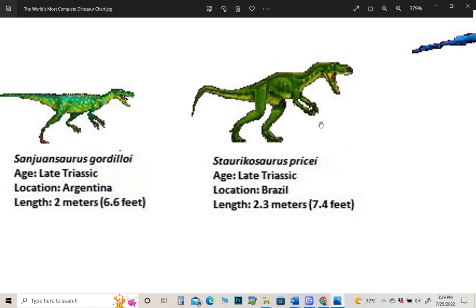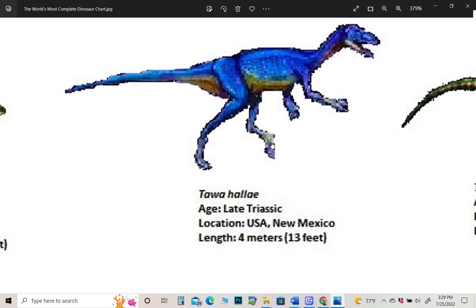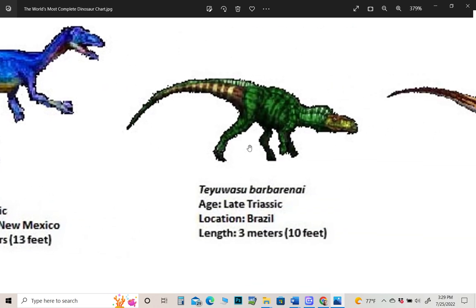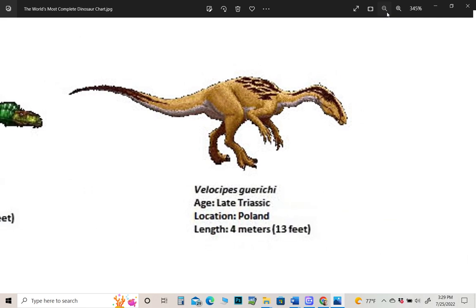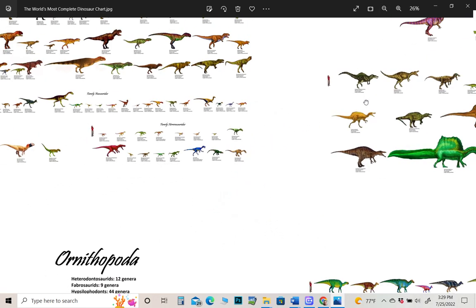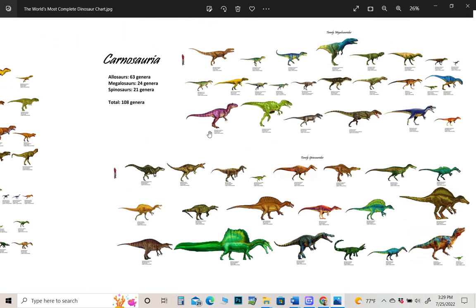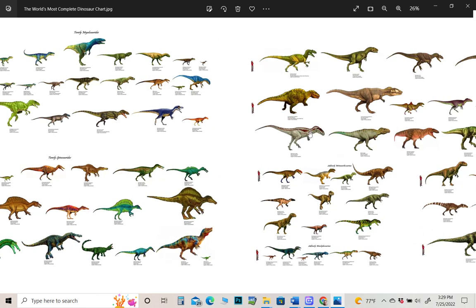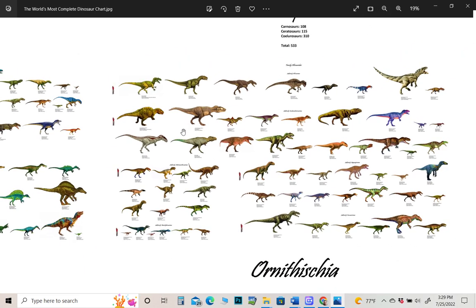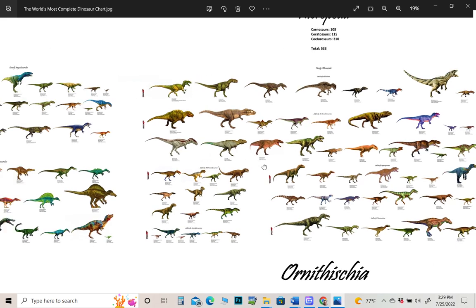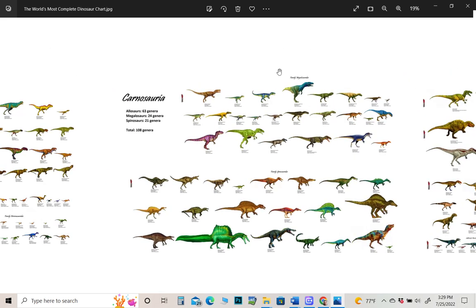Sanwansaurus, Styracosaurus, Tawa, Teuwasu, and Velocipes. And that is it for the Ceratosaurs. Now we're on to the Carnosaurs, which again has an older classification scheme where I included the Megalosaurs and Spinosaurs in it, whereas today people just see the Carnosaurs as roughly synonymous with the Allosaurs, which is on the other side of the chart. All right.